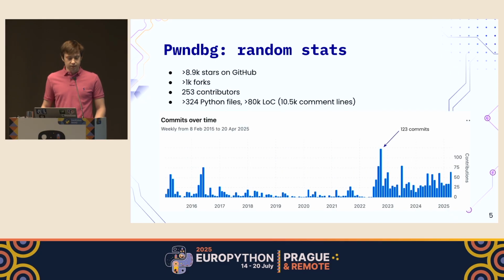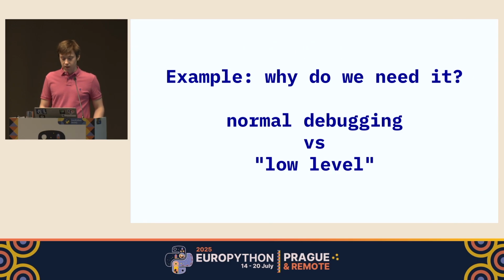A few statistics about Pwndbg. It has almost 9,000 stars on GitHub. I have no idea how truthful those statistics are, but more and more people use it. It has lots of forks, lots of contributors, and lots of files. Interestingly, we also had a day where we had more than 100 commits. Or maybe that was a week, sorry. I didn't really look at what we did back then, but I think it's a pretty good statistic.